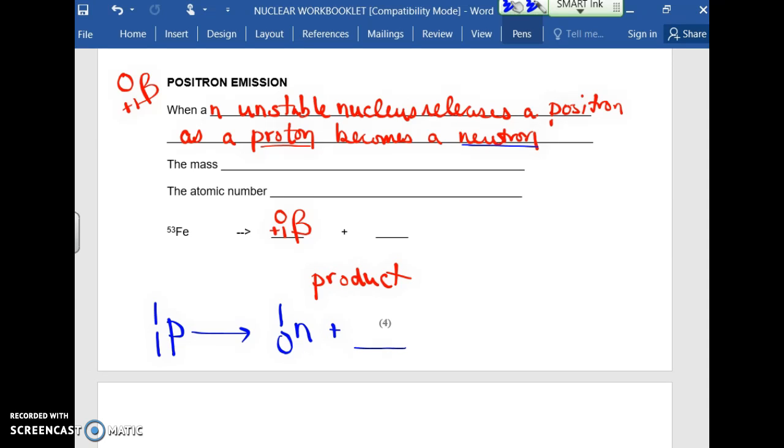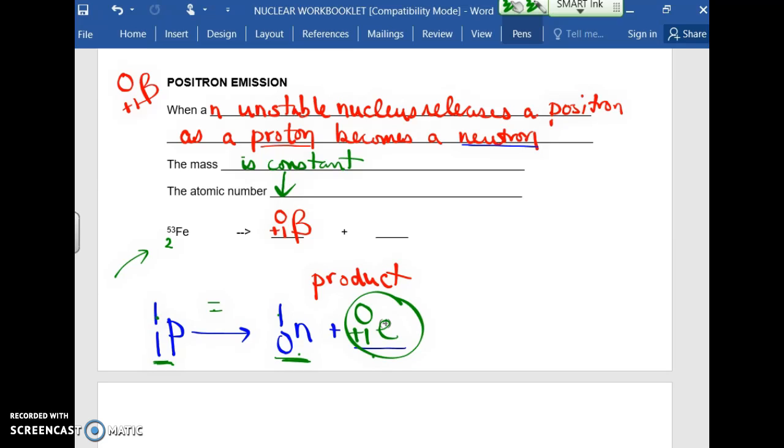well, what product must be produced? Well, let's see the math. 1 equals 1 plus 0, and 1 equals 0 plus 1. That is a positron. So a proton decays into these two particles. Notice the mass is going to stay the same. The mass is constant again. But notice, since I'm losing a proton and it's becoming a neutron, that number is going to have to decrease, as you will see when we finish this decay equation for iron 53.